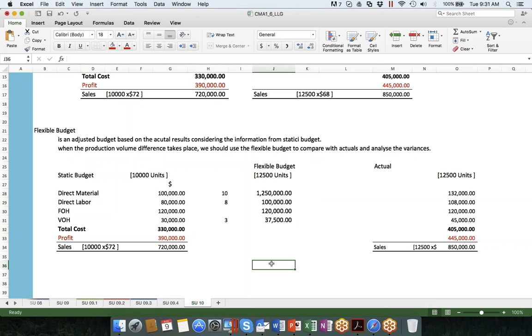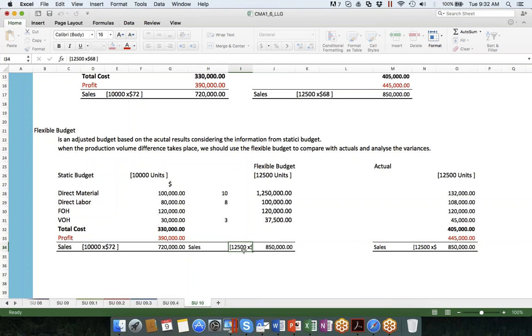Okay. Now, say for example, here sales. How much should sales have been? You are selling at the rate of 70. You should sell at the rate of 72. So 12,500 should be sold at the rate of 72. So 12,500 times 72 is 900,000, and what is the cost here?